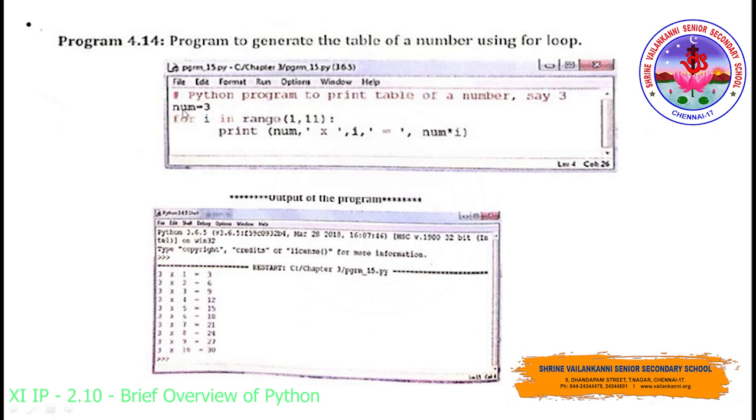So what we are doing here, in the for loop, i is a control variable, in is the operator, and range is a keyword. I'll explain why we have used the range function here. Range is actually a function, and they have given the values, that is the starting number and the ending number.